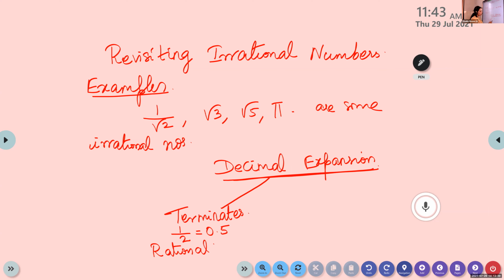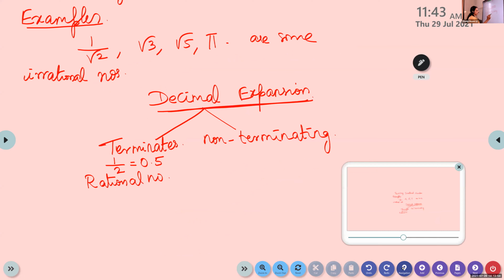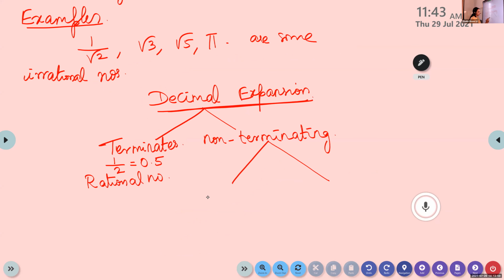If the decimal expansion terminates, it is a rational number. If it is non-terminating, what can you do? We can go for the further case. Again we have to check, look at the decimal places. Is it recurring?